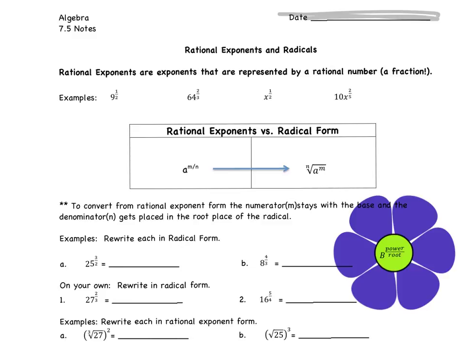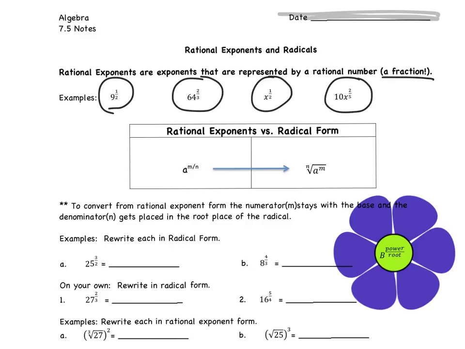Okay, rational exponents and radicals are exponents that are represented by a rational number, which is a fraction. Some examples of rational exponents are 9 to the 1/2 power, 64 to the 2/3, x to the 1/2, and 10x to the 2/5.